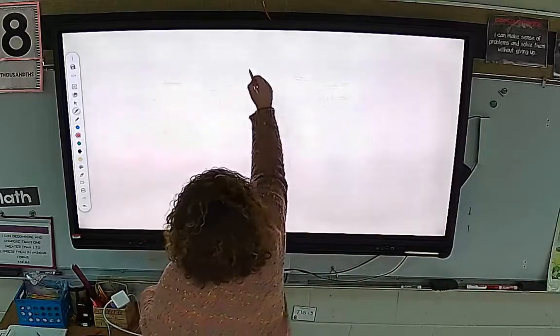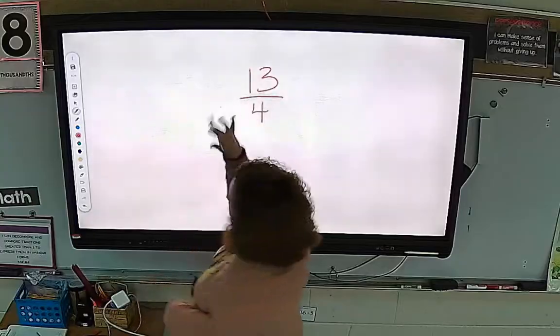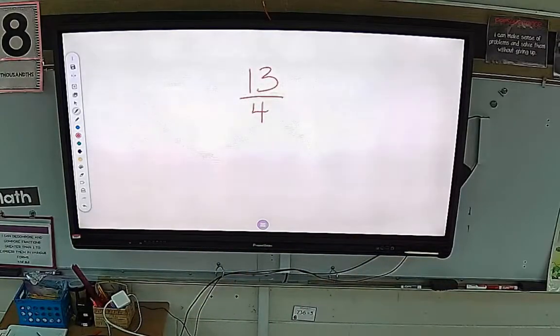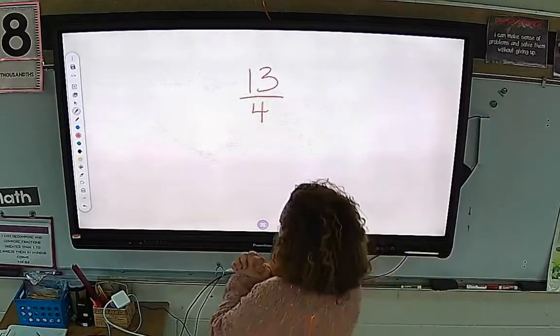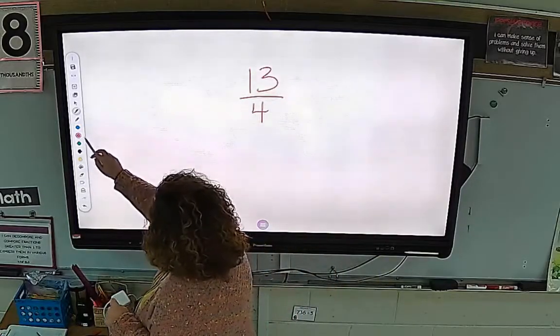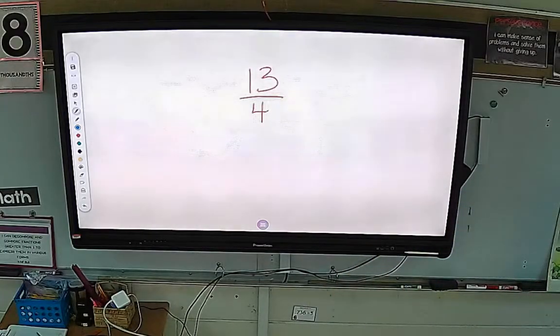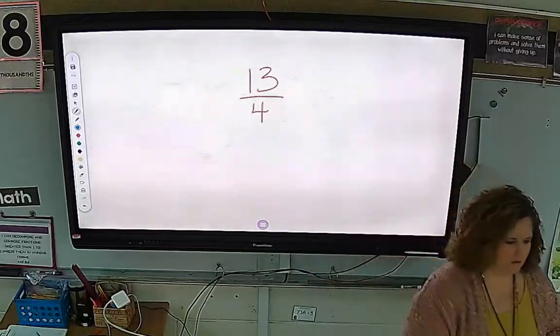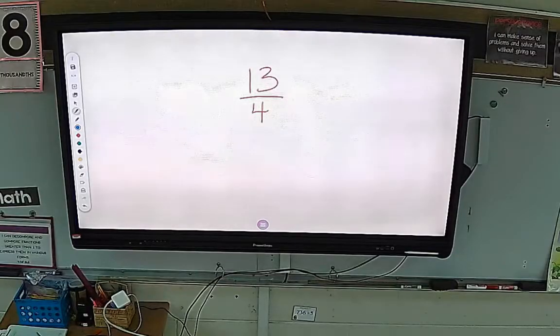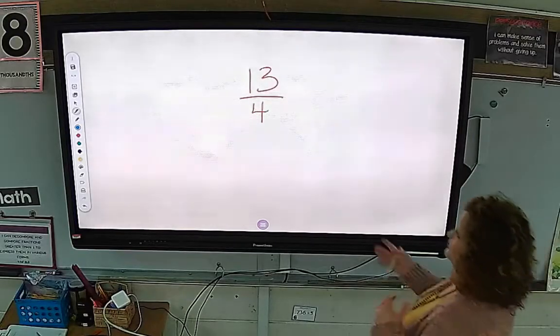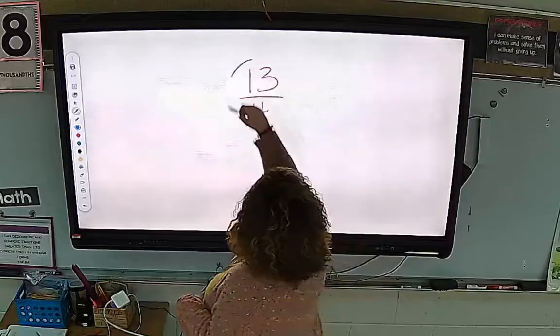Okay, let's go with 13/4. And let's try to, with a number bond, change that to a mixed number. Okay. How many times can I pull 4/4 out of 13/4? You know, how many groups of 4/4 can we get? Well, ask yourself, how many times can I get 4 out of 13? It's real close to a fact family. It's just not quite there. What is 4 times 3? It's 12, so it's close. So I'm going to pull 4/4 out 3 times.